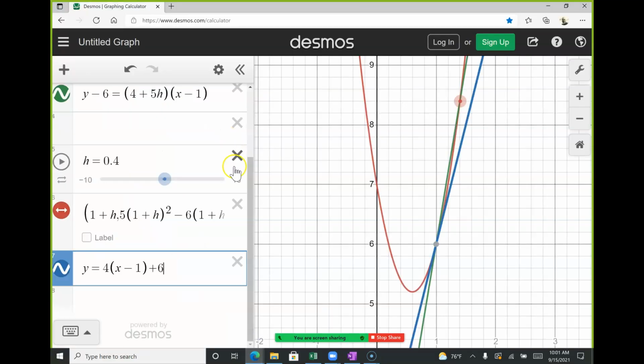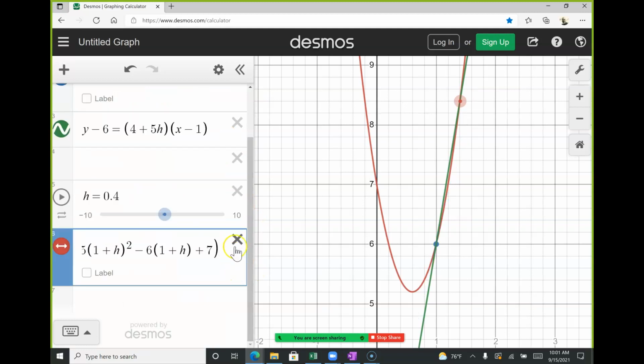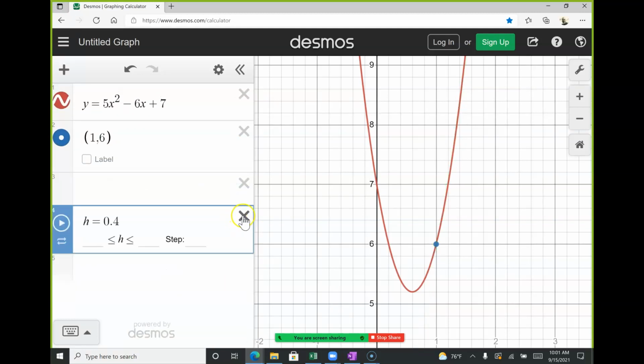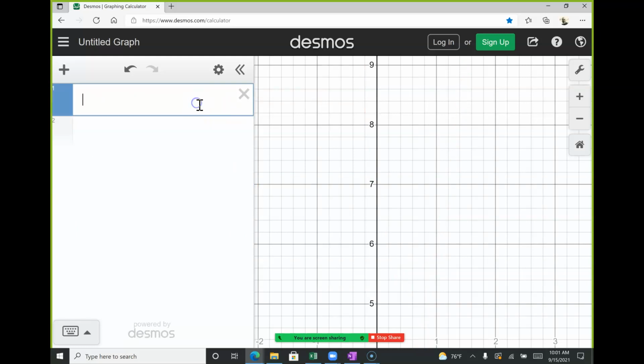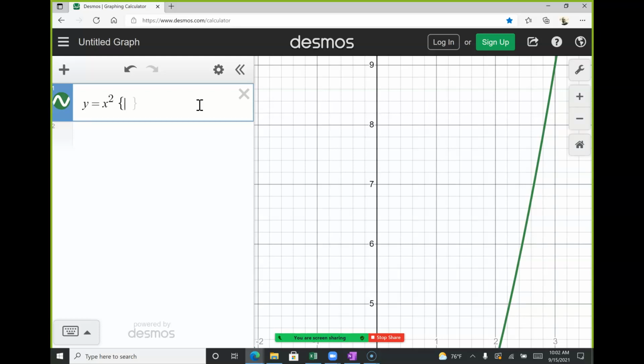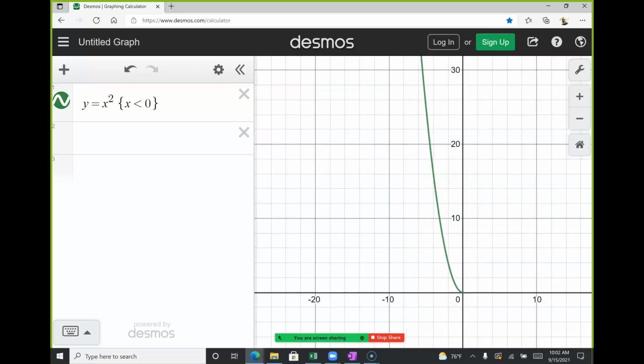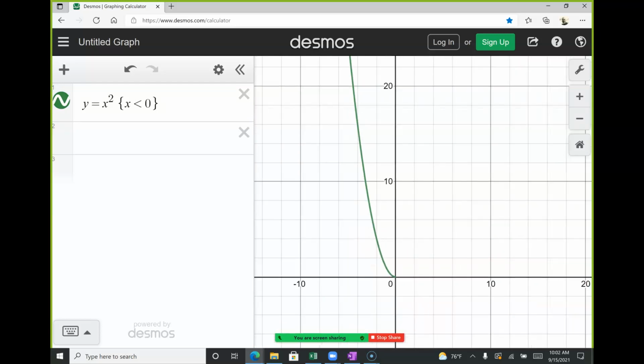It's nice to do these piecewise functions on Desmos. It's bad on our calculators because it's a dinosaur. But y equals x squared is my first piece. And all I do is say curly bracket, x is less than 0. And then I get that half of my quadratic there.